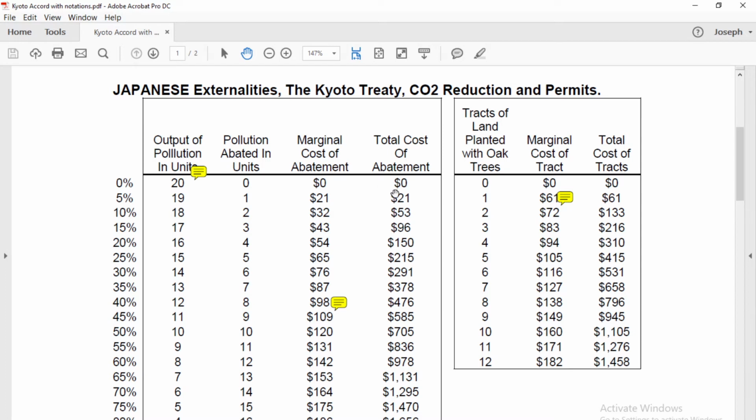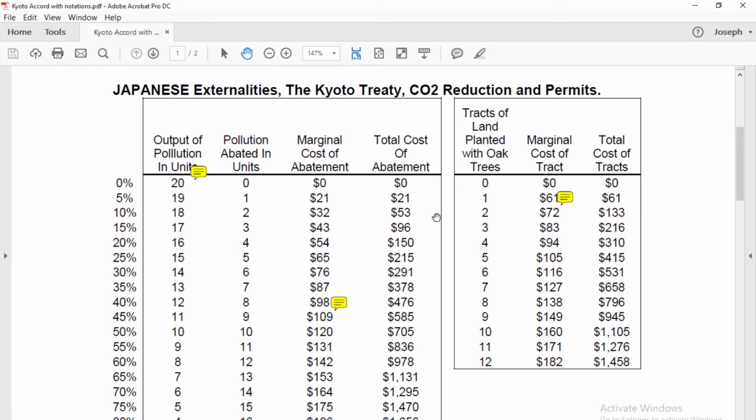And then over here, I've made things easier for you by giving you a total cost of abatement by just adding these numbers together. For instance, if Japan does 2 abatements, they're doing the $21 abatement and the $32 abatement for a total of $53. If they do 9 abatements, their 9th abatement costs $109. Their total amount that they've spent on abatements is $585. That's how you read this chart.